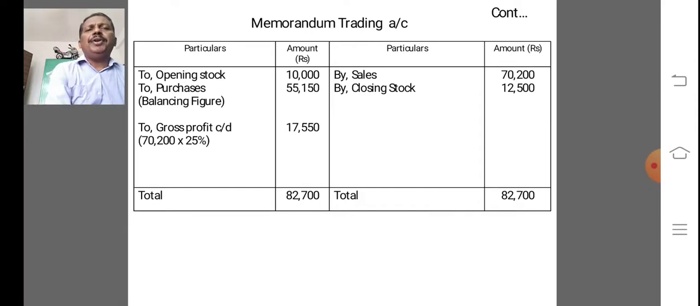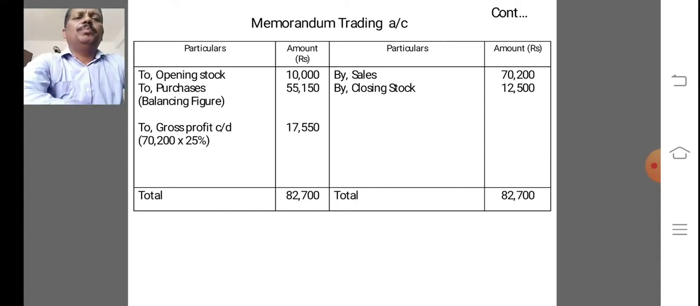So debiting the opening stock 10,000, crediting the sales 70,200, crediting the closing stock 12,500, and debiting the gross profit. In this problem gross profit rate is given. Given sales also here, 70,200 into 25 divided by 100 is equal to 17,550, which is the gross profit.